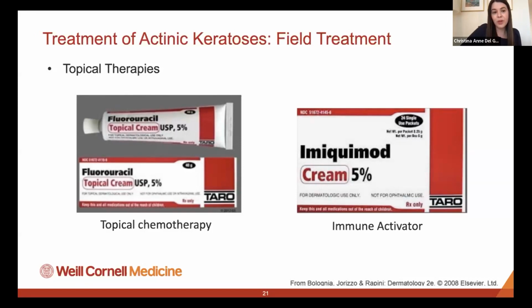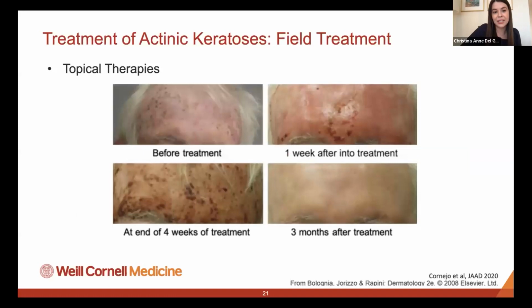And so both the chemotherapy and the topical immune activator, they both create a lot of redness, crusting, inflammation, and irritation. And that's sort of an expected response. That's how we know they're working. So there's a fair bit of downtime to both of the procedures, but they can be quite effective.